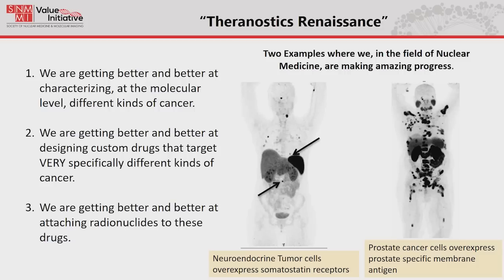One is we're getting better and better at characterizing at a molecular level the different kinds of cancer, the kinds of chemicals that are specifically on the surface of melanoma or on the surface of prostate cancer, and we target drugs to this. Then we're getting really good at designing custom drugs that will go specifically to those targets. And then lastly, and sometimes this is the hardest step, we have to take those drugs and attach the radioactive atom to it so we can actually follow it. But we're getting very good at these things.